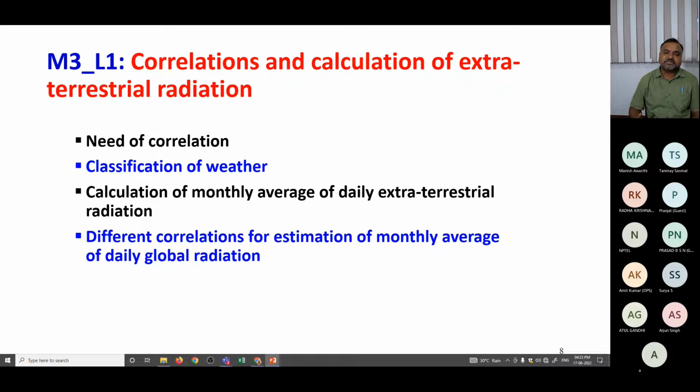Sometimes when you receive some kind of information, it might be in daily form, daily average radiation, but you are interested in the monthly average, or you might be interested in the hourly average. So that's why we need specific correlations for estimation of radiations for a particular case.